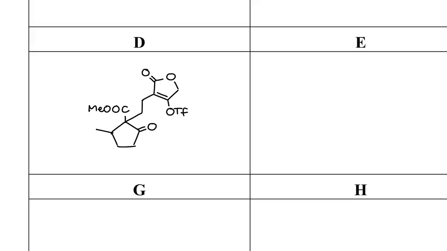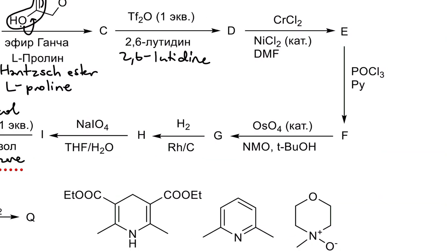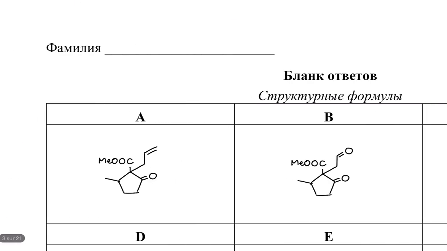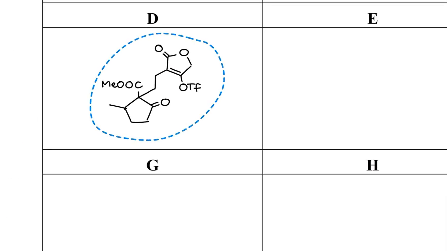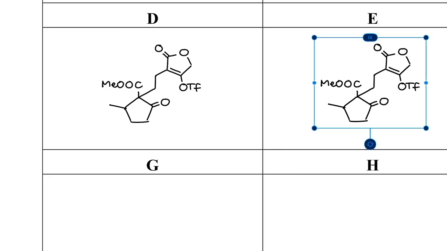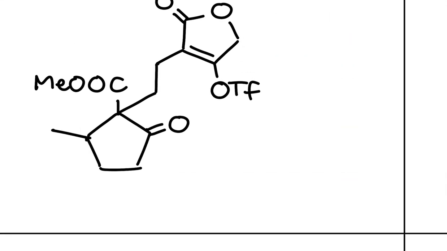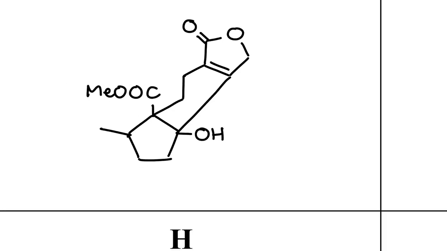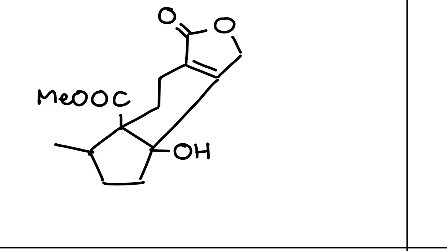So this is why. Then D to E, we treat with chromium(II) chloride and nickel(II) chloride. This is the Nozaki-Hiyama-Kishi reaction, and it's kind of like a Grignard reagent, whereby we can think of this carbon acting as a nucleophile and attacking this carbonyl. So it's going to be a 6-membered ring, and the OTf group is gone. So it's going to be like this.